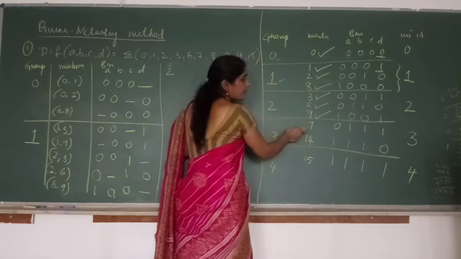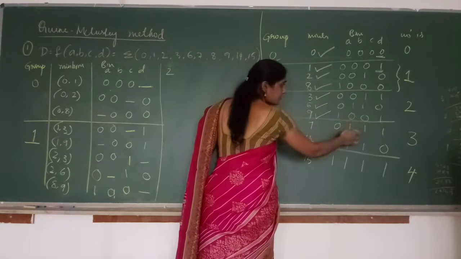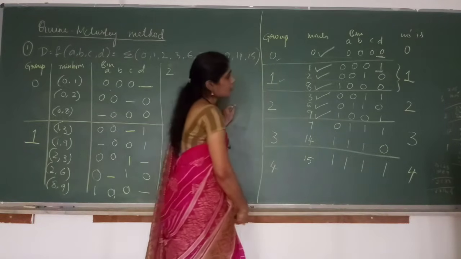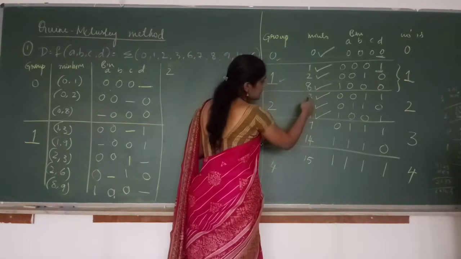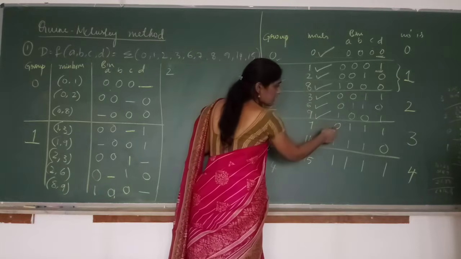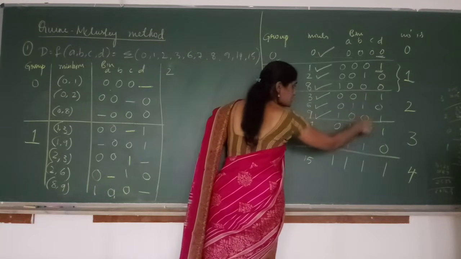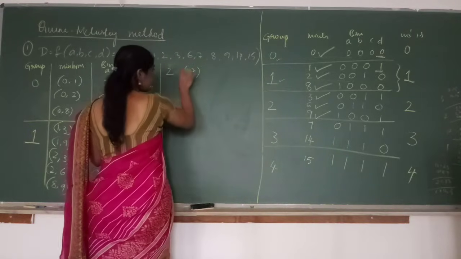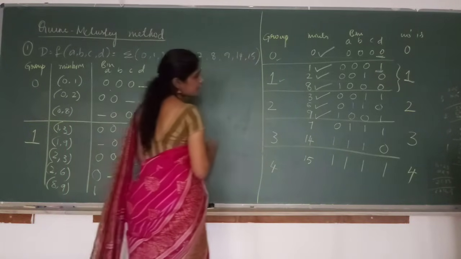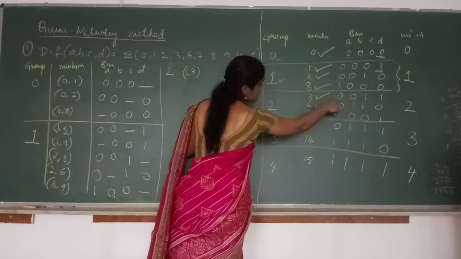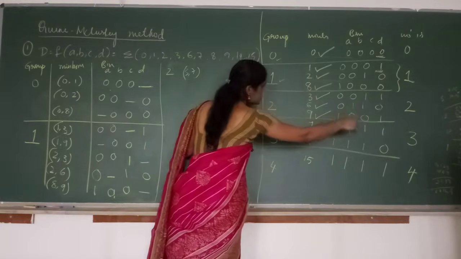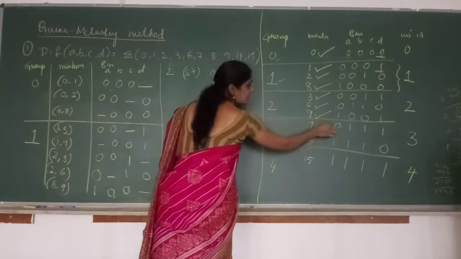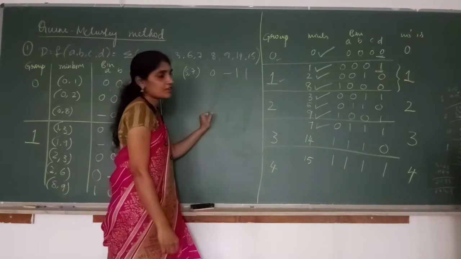3 with 7, if you compare, 0 same, difference, same. So can I group 3 and 7? Can I group 3 and 7? Yes, because 3 and 7 if I compare, A is same, B is different, C is same, D is same. So I can group 3 and 7. So if I compare 3 and 7, what is the equation I get? 0 dash 1 1. Tick 7. Okay.